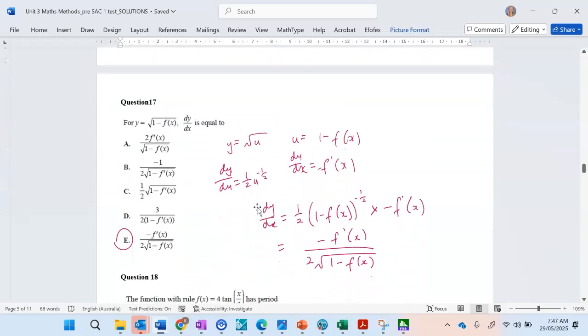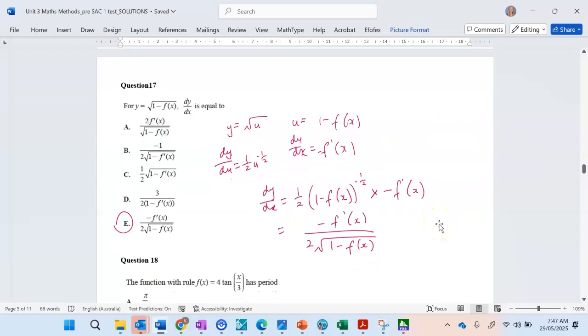Question 17, 74%. We did quite a few of these in class. Yeah, so it is a composite function. So f of x, remember when it's written there not as a function, like not as x squared or whatever, you just leave it as f of x. So we go through and use the chain rule, but we just leave it as f of x.